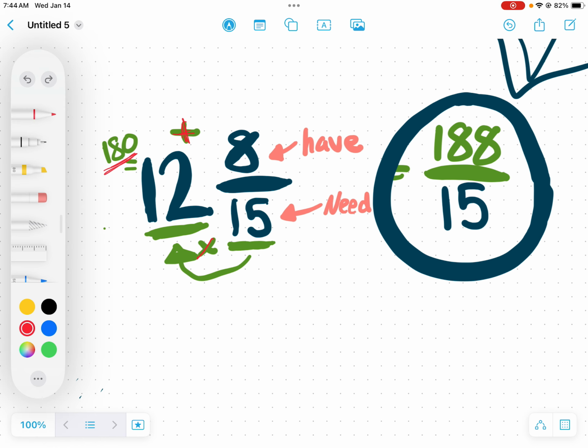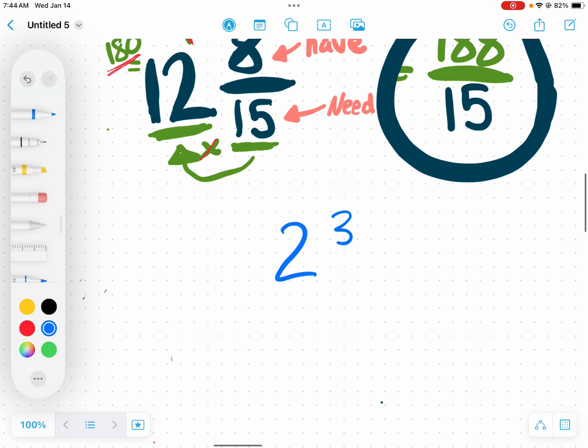So let's do another quick example so we can see. We have 2 and 3/4, okay? If I want to change this to an improper fraction, I'm going to multiply the denominator and the whole number. 2 multiplied by 4 gives me 8.